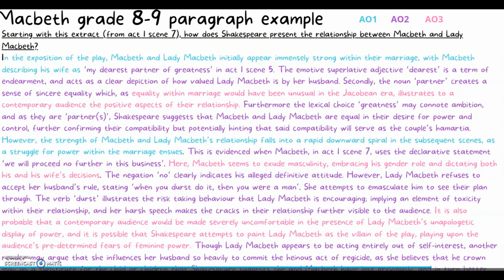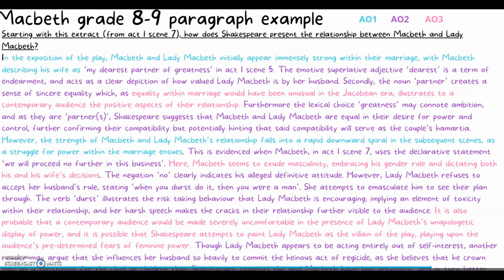Okay, moving on to the Macbeth paragraph example. Now, I answered a different question for this, but it's a really good example of what you could follow. I highlighted the AO1 statements in blue, the AO2 statements in purple, and the AO3 statements in pink. I'll go over the first section of blue, purple and pink, but you can pause it if you want to read the rest and take note of it.